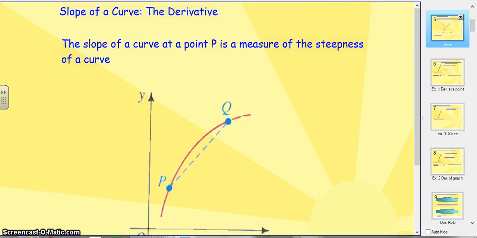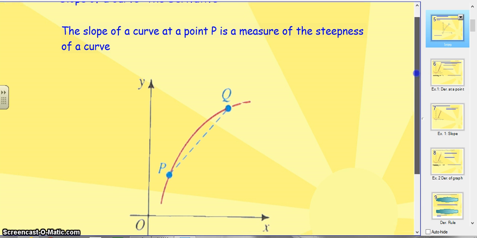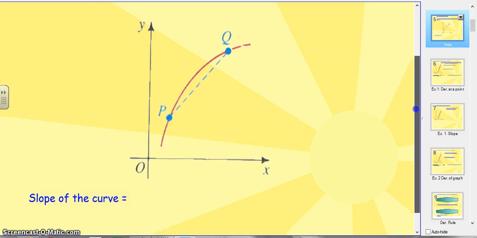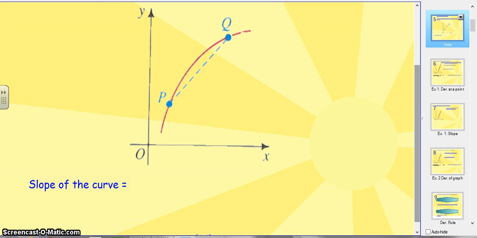Hi students, we're going to talk about the slope of a curve, which is also called the derivative. We've talked a little bit about limits and slope last unit. The slope of a curve at a point P is the measure of steepness of the curve. Remember we had points P and Q and we found the slope using our limit definition.